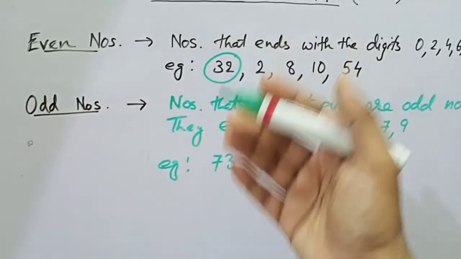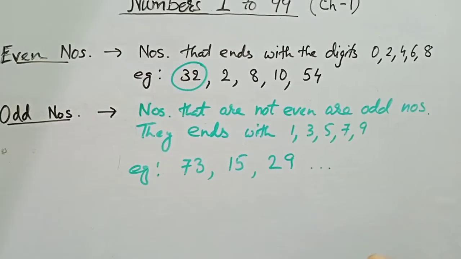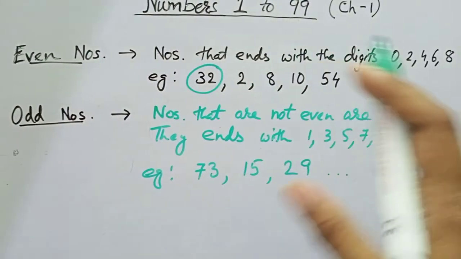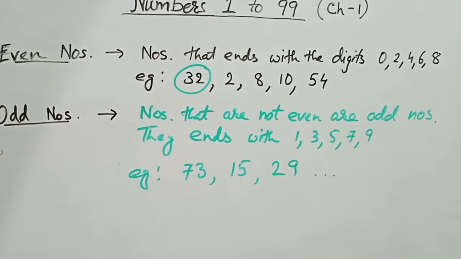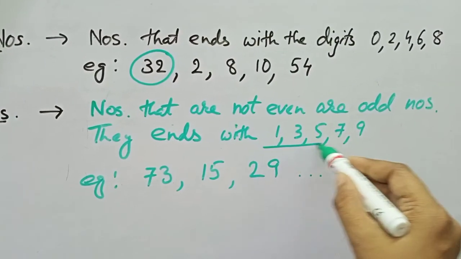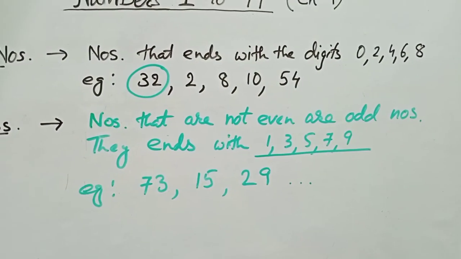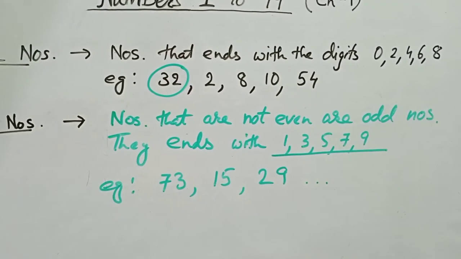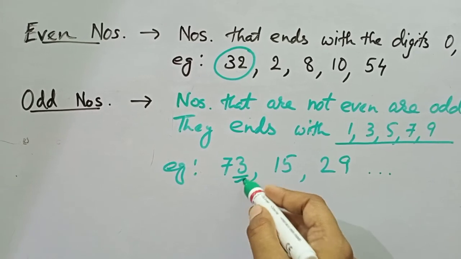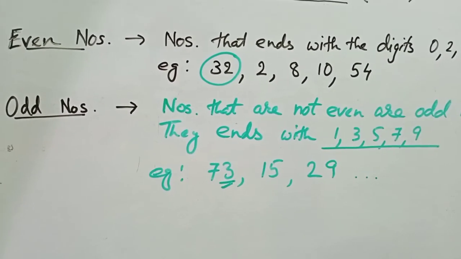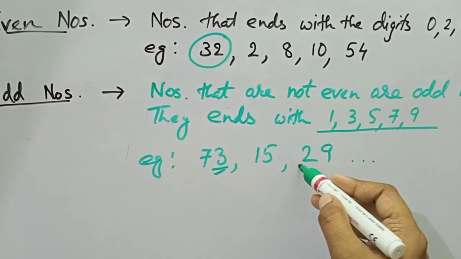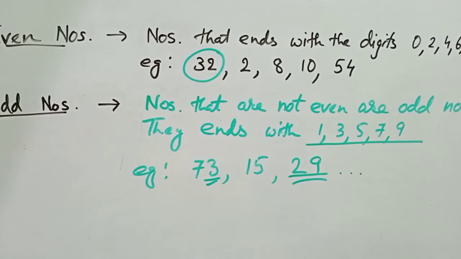Again, coming to the odd numbers. Obviously, the numbers that are not even, the rest of the numbers, are all odd numbers. These odd numbers usually end with what? With the digits 1, 3, 5, 7, 9. For example, 73. Here you see the last digit is 3, which is not an even number, so that is why it is an odd number. Same goes for 29 also.